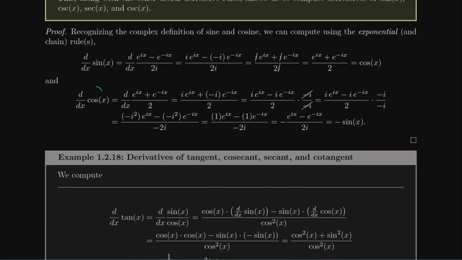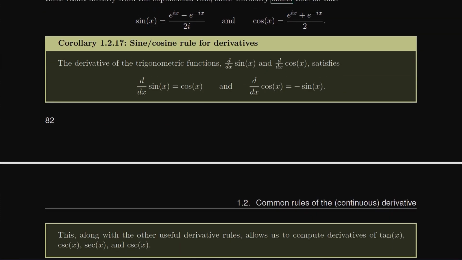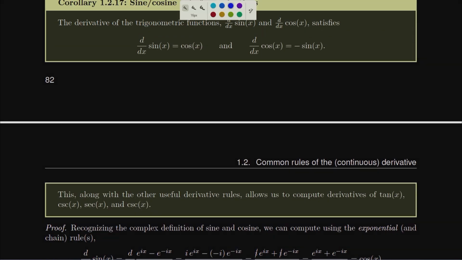And then the same is true for cosine, where the i is going to come down here because of the chain rule. And then the negative i comes down on the second term because of the chain rule. And if I simplify a little bit, I do have to multiply the numerator and denominator by negative i to simplify things the right way. But what I end up with is exactly negative sine of x. And I think that's a very nice way of seeing the derivatives of cosine and sine be what they are, which happens to be that the derivative of sine is cosine and the derivative of cosine is negative sine.